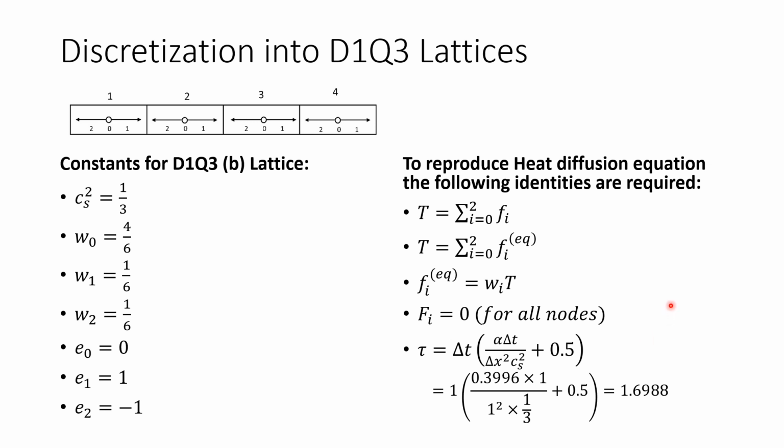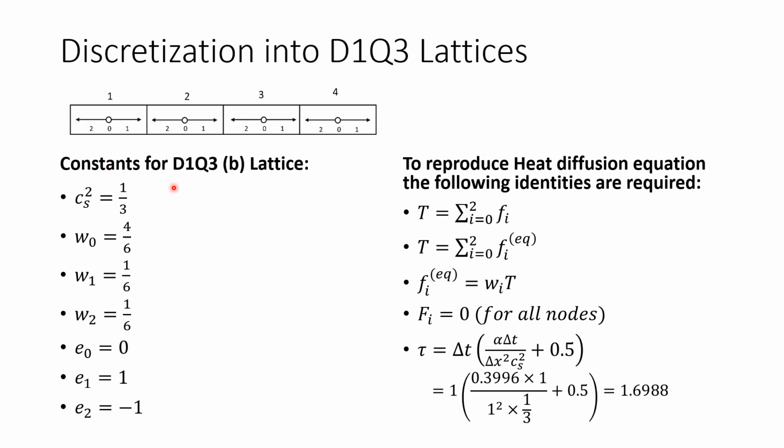So we have to discretize our problem. We're going to use D1Q3 lattices. That means that it is one dimensional, and for each of the lattices we are going to have three molecules. We would have the distribution function at 0, and then 1, which would go in the positive direction, and then 2, which would go in the negative direction.